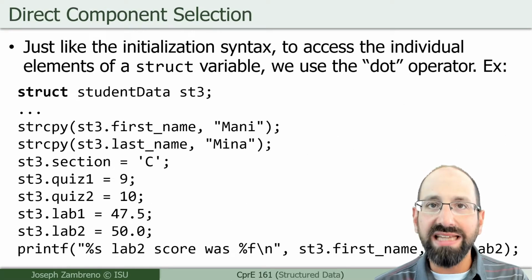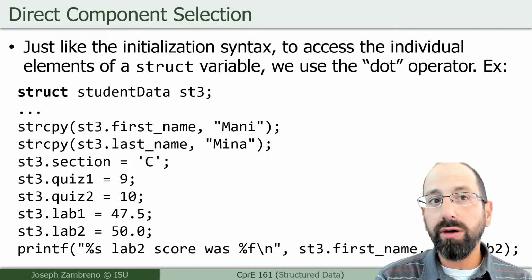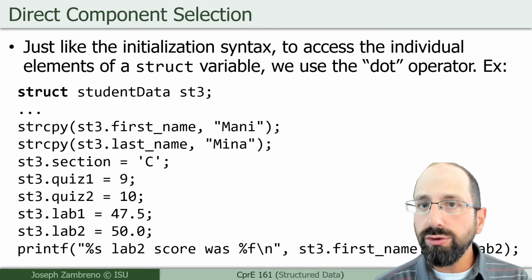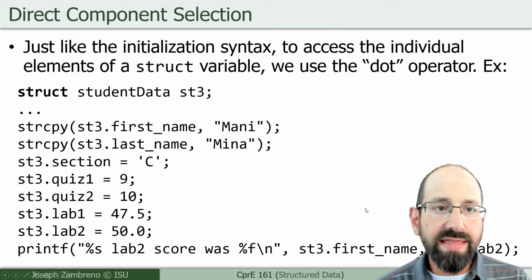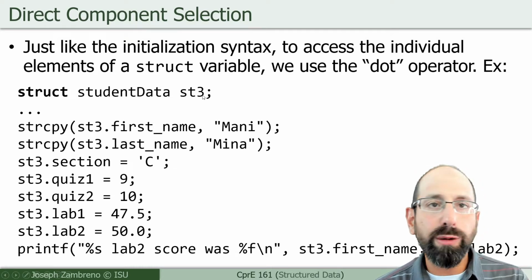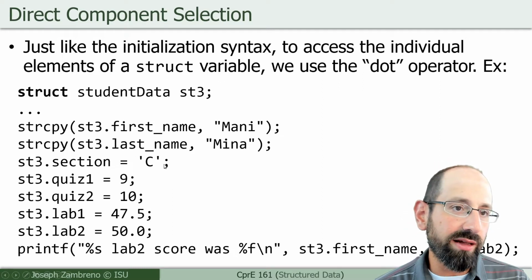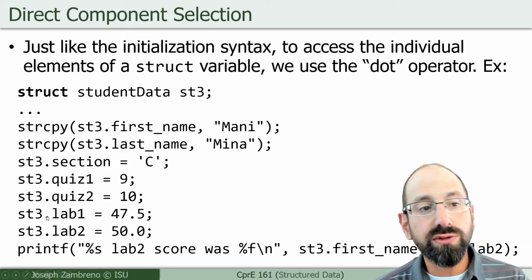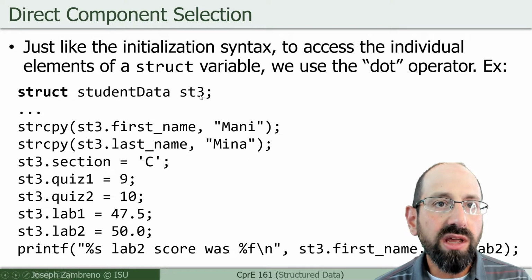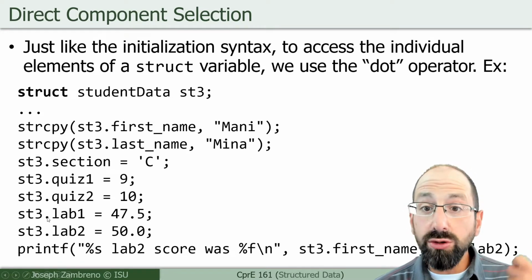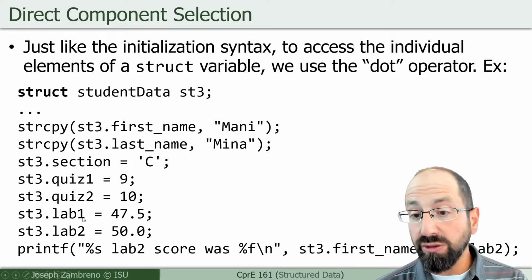So that's the so-called dot operator. Just like as we are initializing, after we've created or allocated our variable, if we want to access the individual elements of our struct variable, we use that dot operator. And that's what's happening in this example here. At some point in our program, we've declared a third student. We want to initialize things like the section letter, or the quiz 1 score, the quiz 2 score, or the lab 1 or lab 2 score. We use that dot operator. So it's variables of a structured type. We then use that dot operator to specify the component within that structure we actually want to initialize.